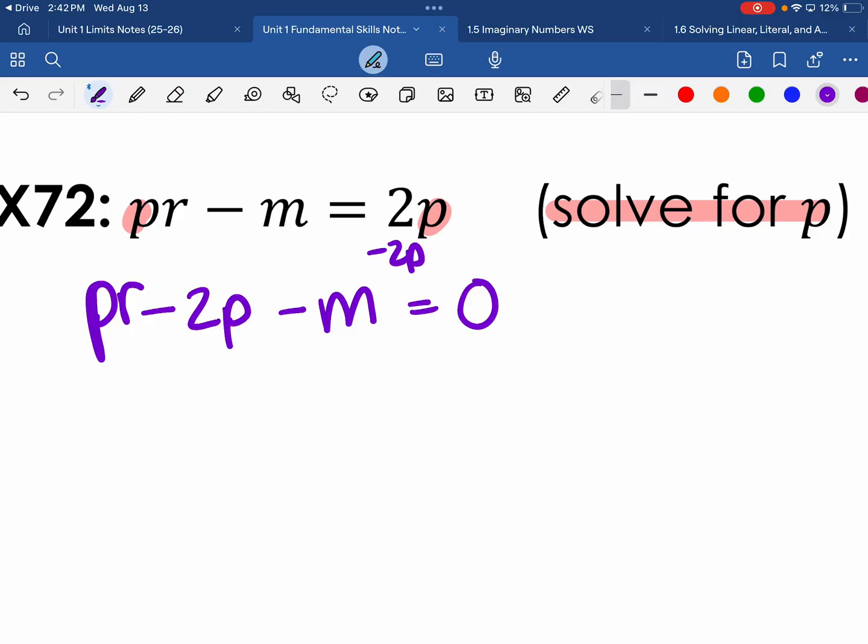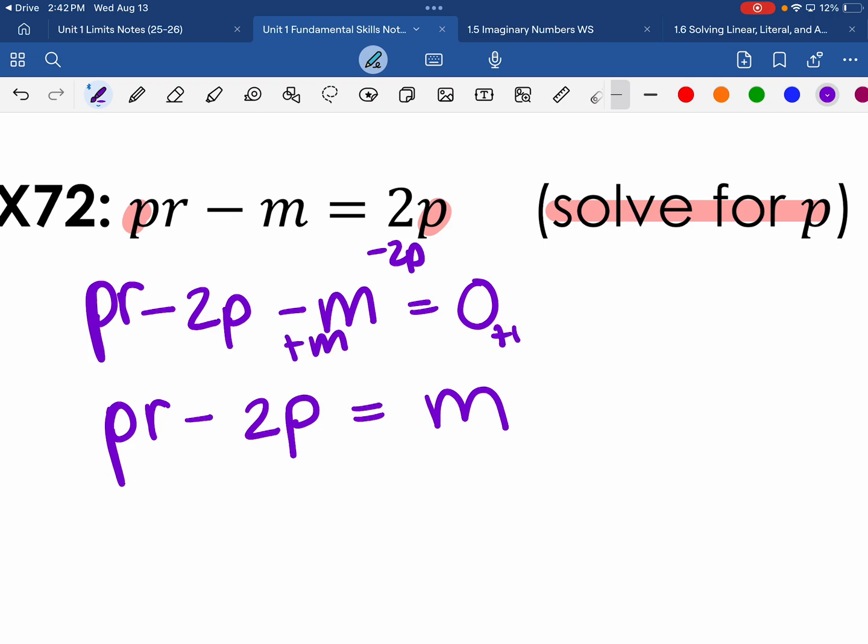Not yet. So everything that has a p we want on the left. If it doesn't have a p, we want to move it to the right. So what do we want to move to the right? The n, yep. So I got pr minus 2p equals n, because we add the n over here. So this happens when you have lots of a variable, like if you have a lot of x's and we want to solve for x, this is kind of the method you use.